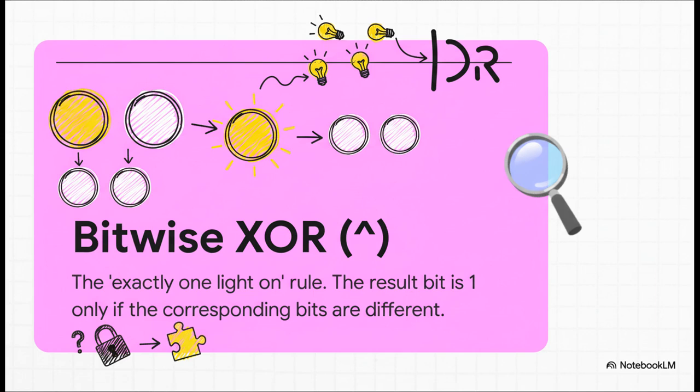Now for the most interesting one, the operator that has some really special, almost magical properties. This is bitwise XOR, which stands for exclusive OR. The rule here is simple but powerful. The result light is on only if the input lights are different. So one on and one off gives you on, but two on lights or two off lights, that gives you off. Remember this one. It is the key to that puzzle from the beginning.